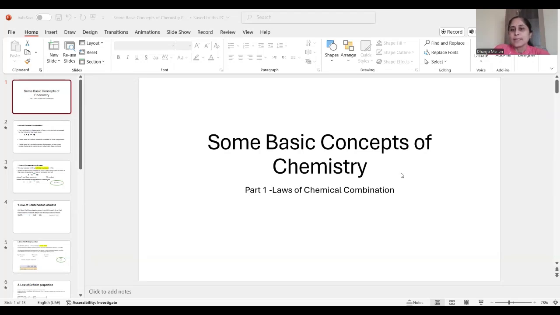आज हम लोग ग्रेड 11 केमिस्ट्री का फर्स्ट लेसन देखेंगे, which is some basic concepts of chemistry. Okay, so ग्रेड 11 का फर्स्ट लेसन, some basic concepts of chemistry. इसमें हम लोग आज we will be learning the 5 laws of chemical combination. Okay, so today 5 laws of chemical combination we will learn.